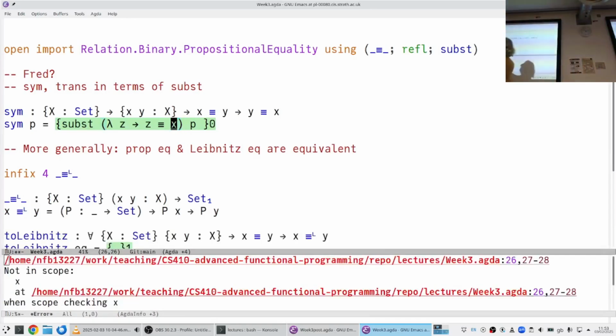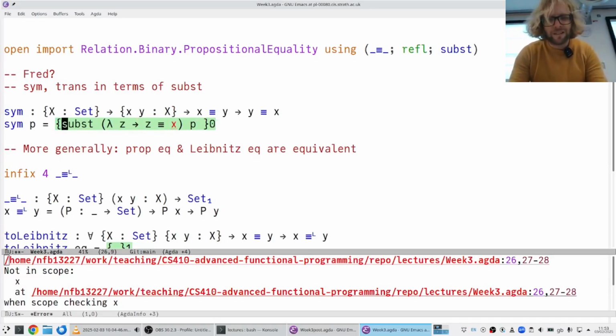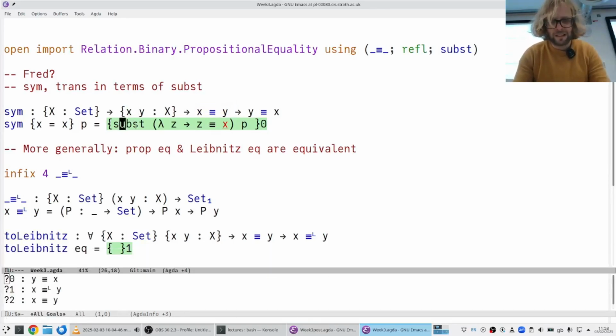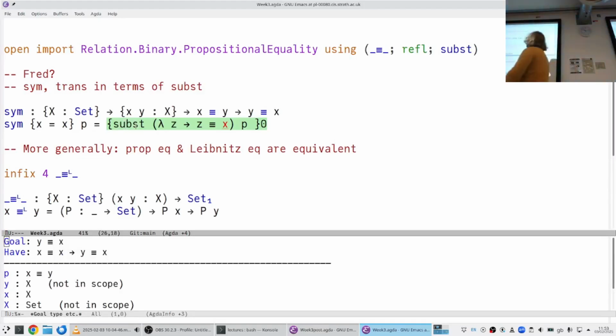Okay, so here's my predicate p. It's a predicate which, for z, gives me back the statement that z is equal to x. Okay, and if I see what I get, x is not in scope, so I will introduce x in scope, and it should come before the p. Yep. Because it comes before, this is my p. So let's put it here, I reload, I try again.